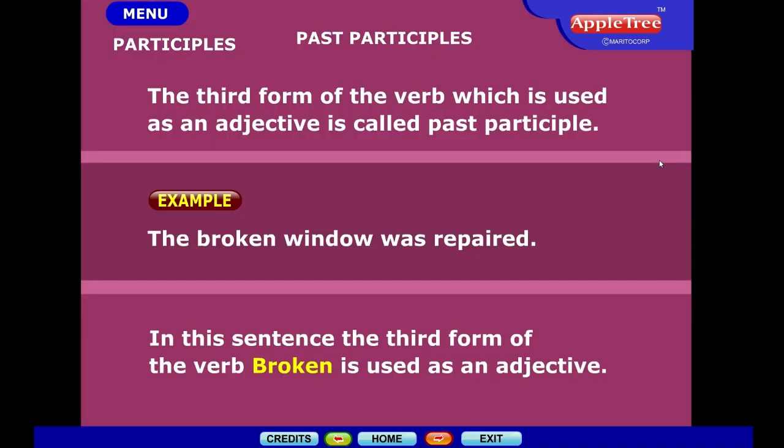The third form of the verb which is used as an adjective is called past participle. Example: The broken window was repaired. In this sentence, the third form of the verb broken is used as an adjective.